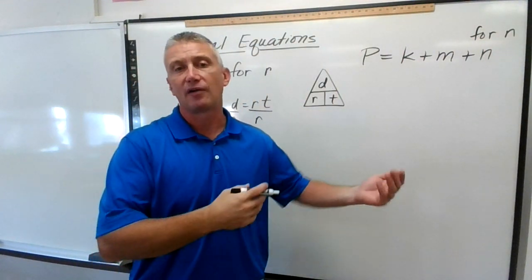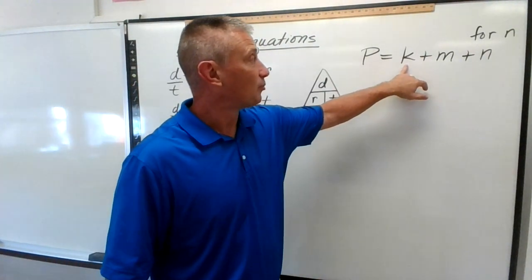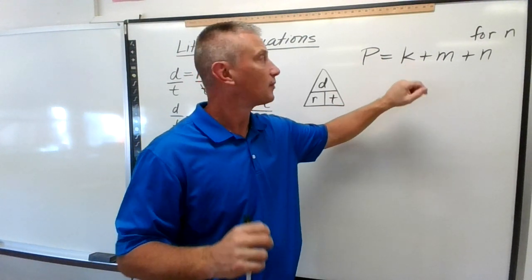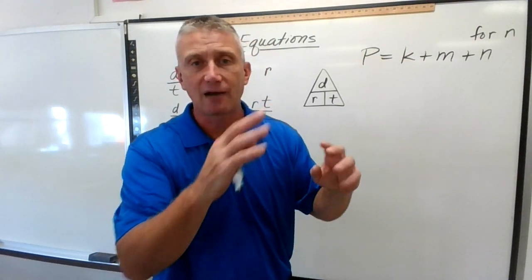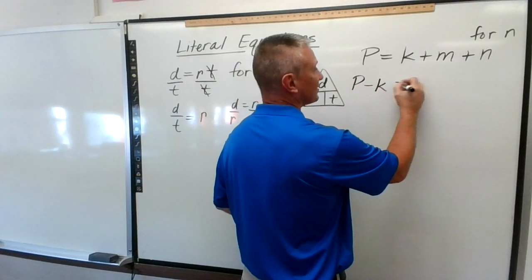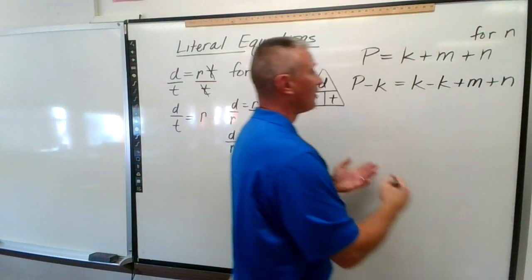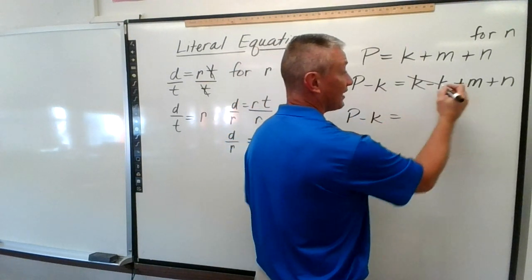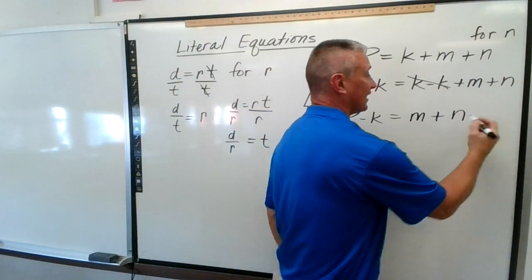So how do I get rid of everything that's with the N? We have to do the inverse operations. So this is positive K. How would you get rid of plus K? You would subtract it, right? It's the inverse. How do we get rid of plus M? We would subtract an M from both sides. So I'll write that out for you real quick so you can see it happen. But here's what we would have. If I subtract K from this side and K from this side, then I would have over here P minus K equals nothing there because the K is now gone. But over here I still have M plus N.